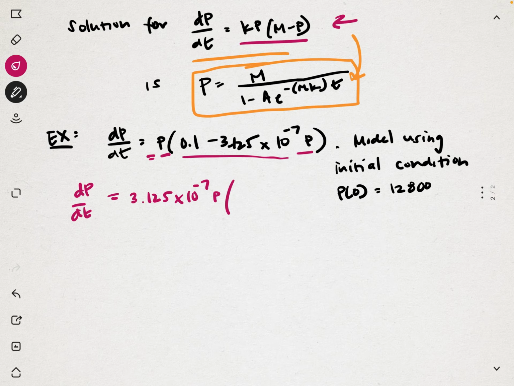So 0.1 divided by 3.125 times 10 to the negative 7 gives us 320,000. Okay, and the good thing about it is when we divide this by itself, it's gone. So we have minus P.